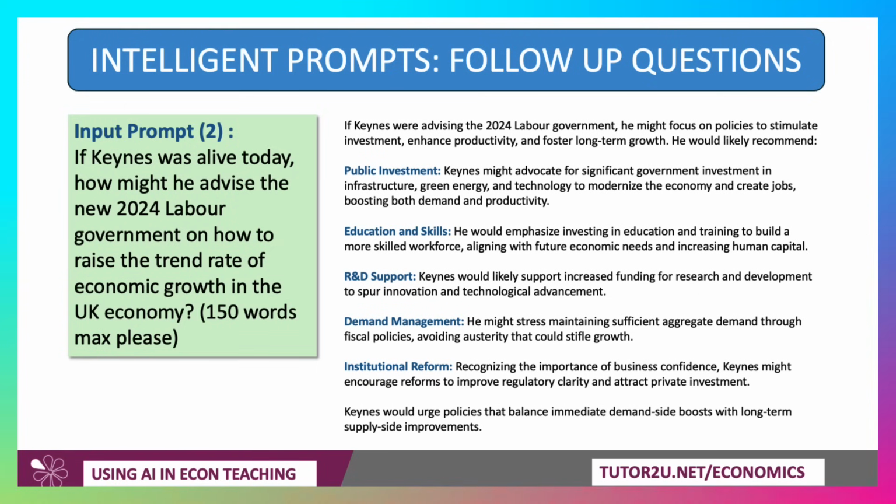And let me develop the prompt. If Keynes was alive today, how might he advise the new 2024 Labour government on how to raise the trend rate of growth in the economy? 150 words maximum, please. And again, a shorter series of answers, but some good stuff. There's nothing surprising here, but quite a nice reminder of some of the key areas in terms of infrastructure, human capital, R&D, and institutional reform, including things like planning reform.